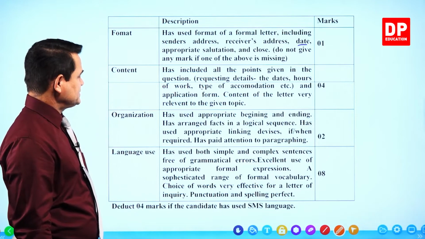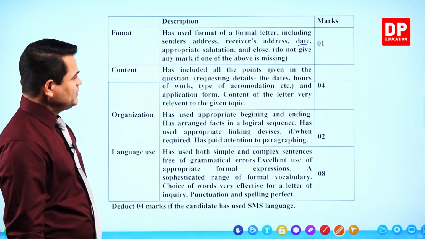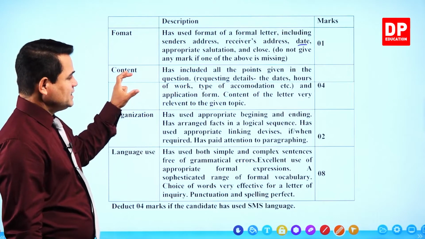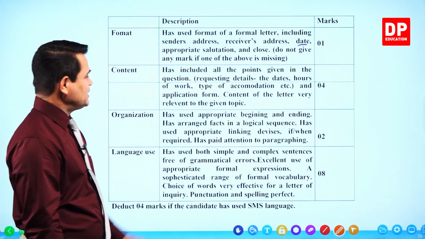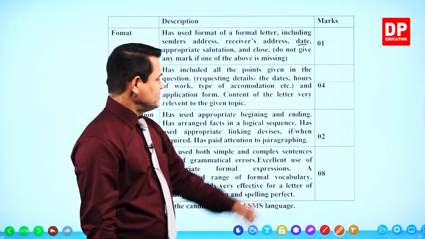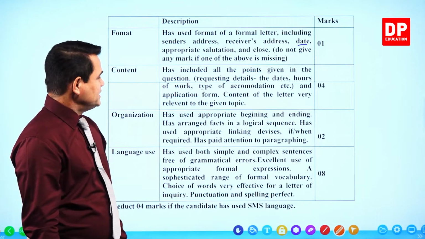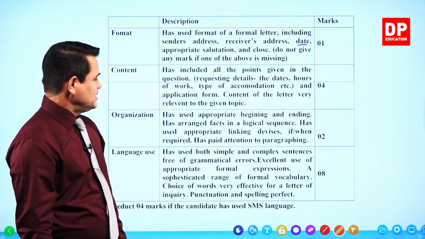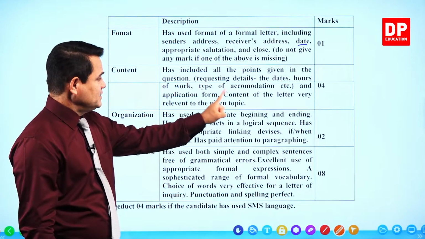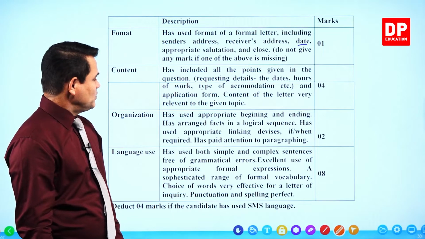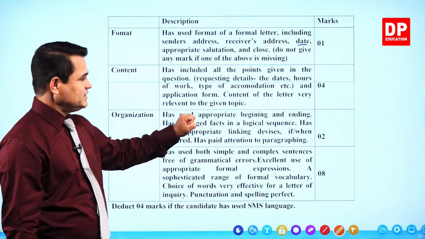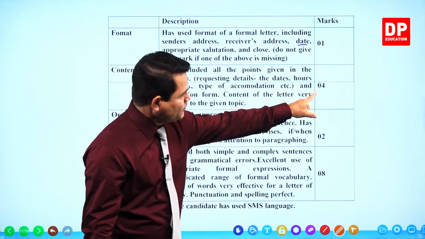Then content has included all the points given in the question. Question එකේ දීලා තියෙන සියලු කරුණු ඇතුළත් නම් ඒ කියන්නේ request in details, the date ඒ වගේ ඒවා. Our date, hours of work, type of accommodation, etc. And application form, right? Content of the letter very relevant to the given topic. And ඒ තත්ත්වයේ තියෙනවා නම් you get 4 marks.